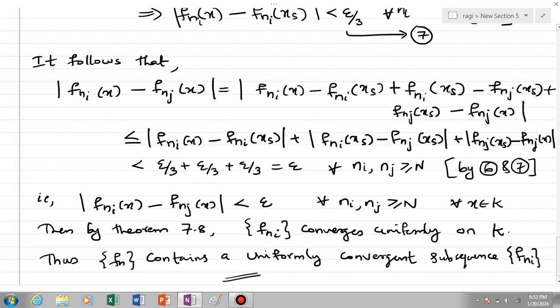So we have proved that the sequence Fn contains a subsequence which is uniformly convergent. Okay, this is the theorem.